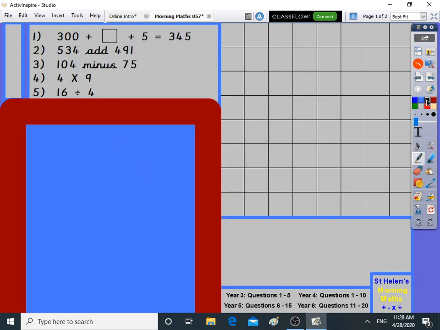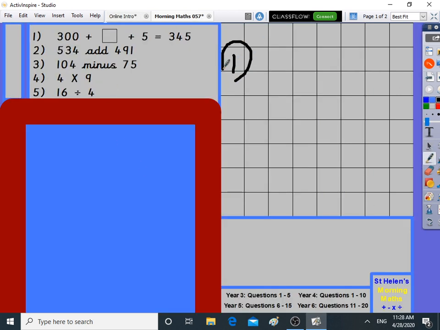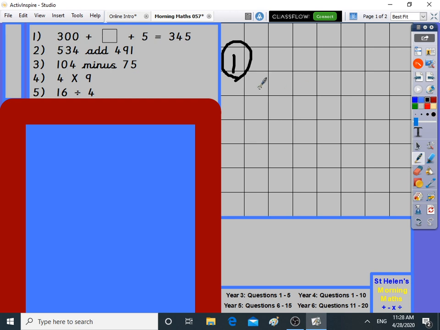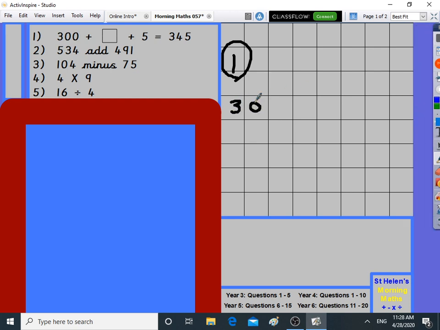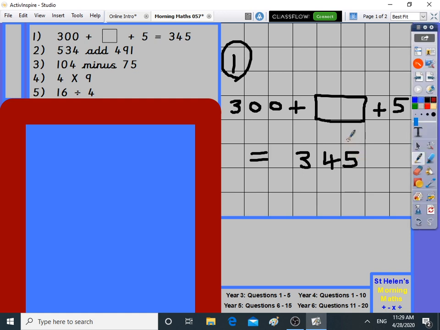So question 1 at year 3 level. Fast forward if you need to go to the other year groups. We have got a new type of question today here. 300 plus something plus 5 equals 345. 300 plus a mystery plus 5 equals 345.